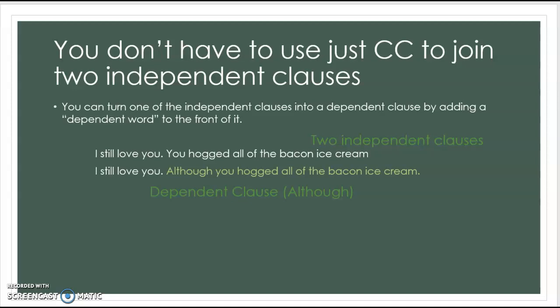For instance, I still love you. You hogged all of the bacon ice cream. Those are our two independent clauses. I still love you. That's independent.